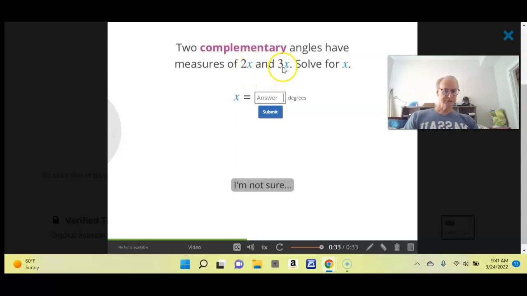2x plus 3x then is equal to 90 degrees. You need to add these together, which gives you 5x, and it's equal to 90 degrees. So then you can solve it by dividing by 5 on both sides, and of course you get 18. Excellent! So x equals 18 degrees.